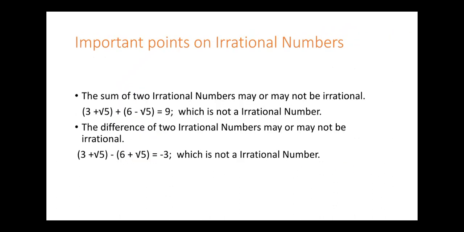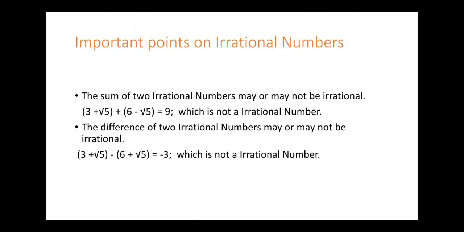Now a few points on irrational numbers. The sum of two irrational numbers may or may not be an irrational number. Do remember, in the case of rational numbers, we said the sum of two rational numbers was a rational number. But here, the sum of two irrational numbers may or may not be an irrational number. It can be rational, it can be irrational.